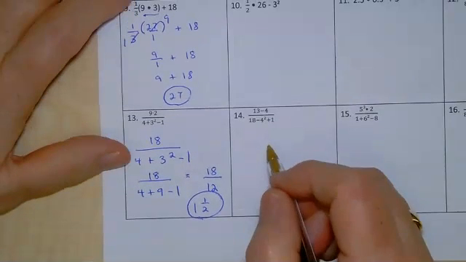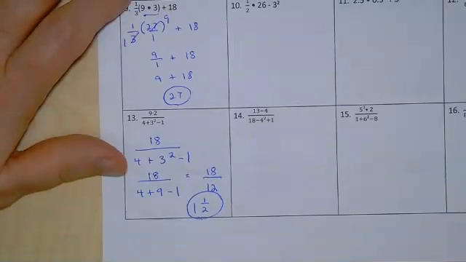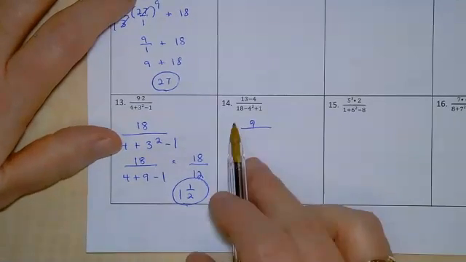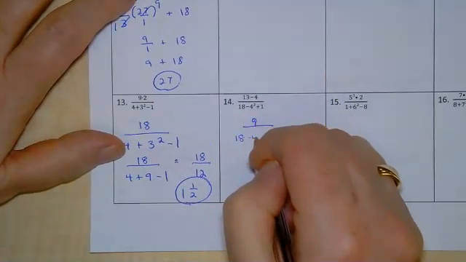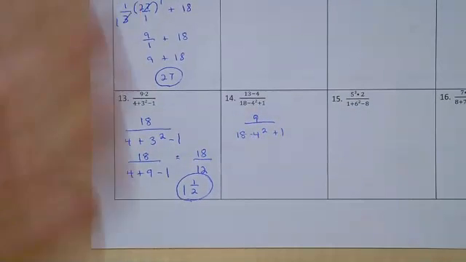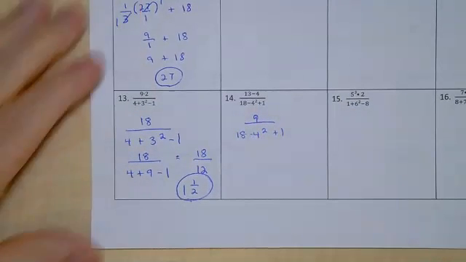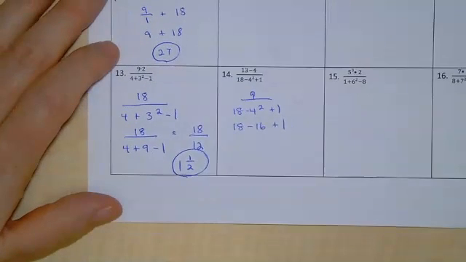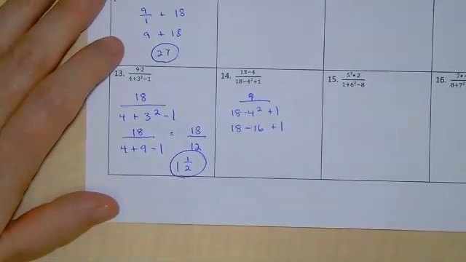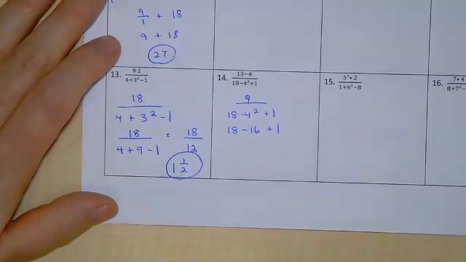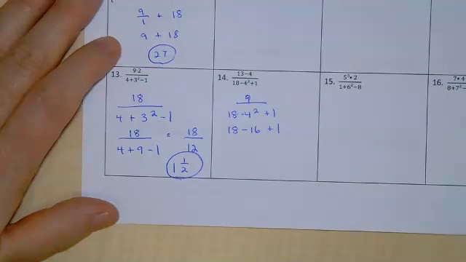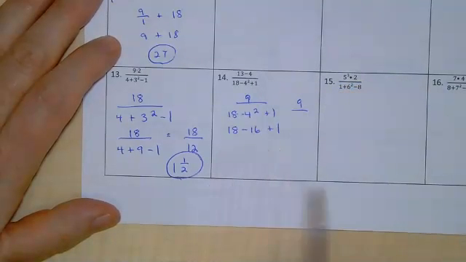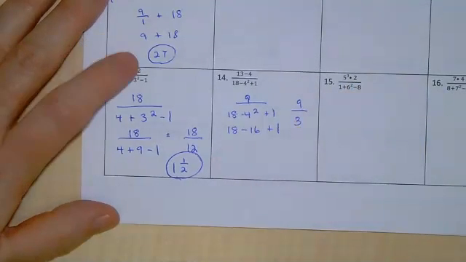Let's do 14. Here's my numerator, 13 minus 4. And then I got this craziness. 18 minus 4 squared plus 1. We'll do the exponent first. So what's my denominator going to be? 9 divided by 3.